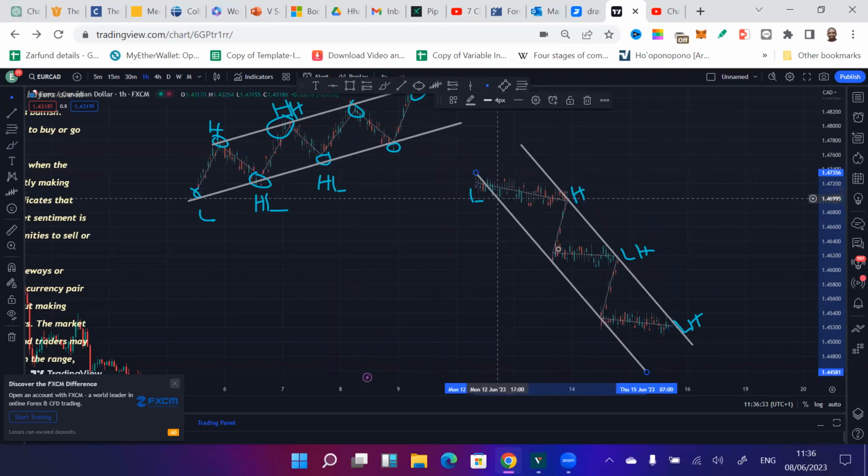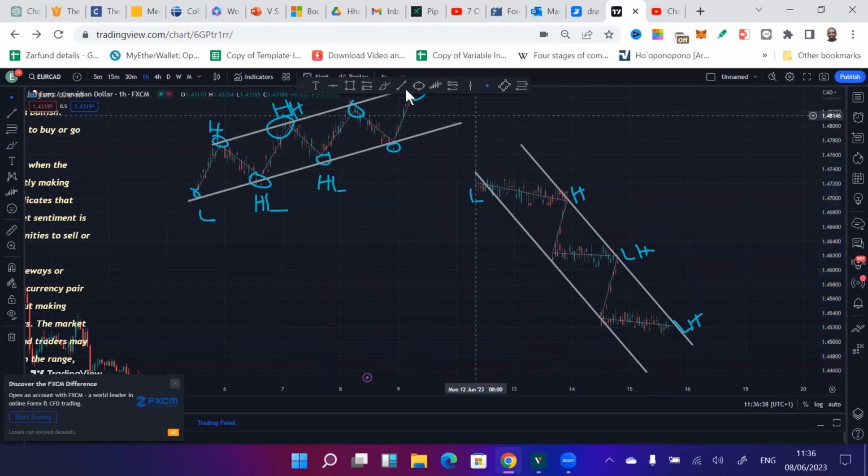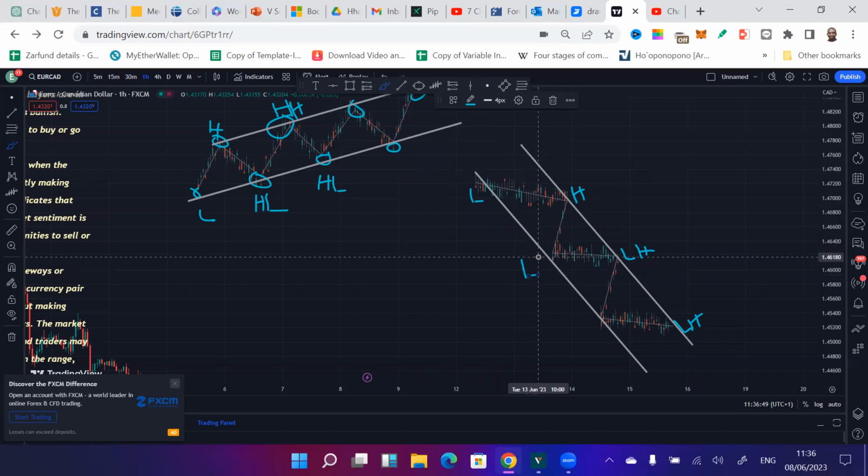So we have a low here. This is a lower point. So we call it a lower low, right? Why a lower low? Because it's a low that is lower than the previous one. So this low now is lower than this. That's why we call it a lower low.